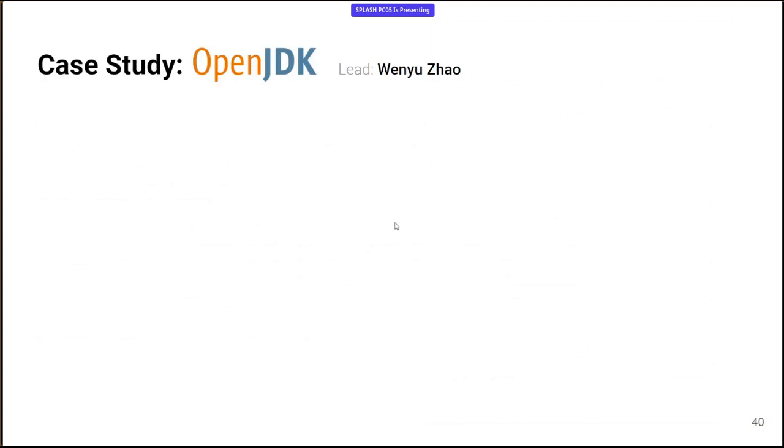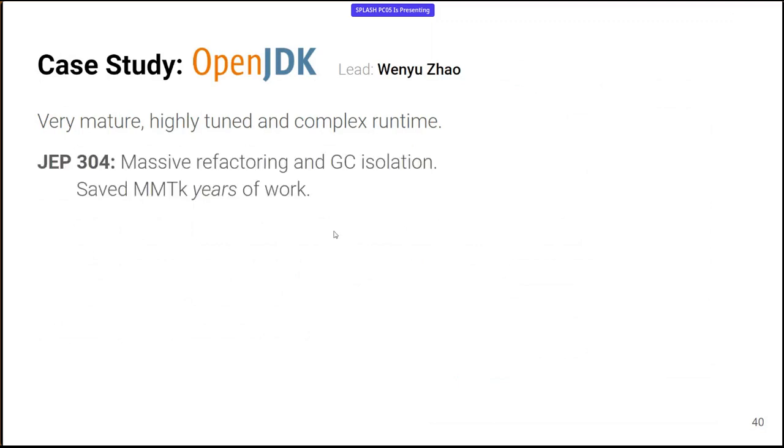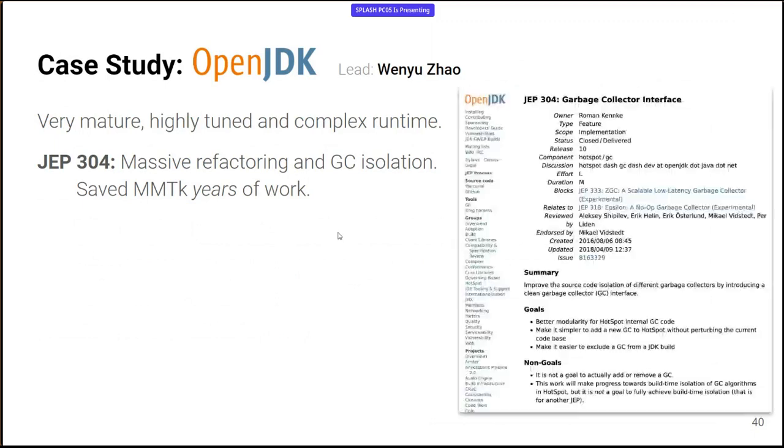So I'm just going to quickly go through some case studies. The first one is the OpenJDK binding. When you implemented this, he's sitting in the back there. So we're looking at a very mature, highly tuned, and very complex runtime. That's OpenJDK. We're very fortunate because JEP 304 did a massive refactoring and GC isolation right before we started our work. And that literally saved us years of work. And the amount of work it took them to do it was absolutely enormous.